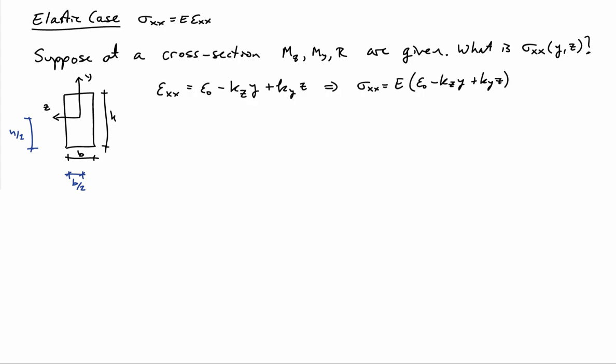Now, the thing that I know is that the bending strains are going to be epsilon naught minus the curvature about the z-axis times y plus the curvature about the y-axis times z. And that's going to tell me what the stresses are. The stresses are going to be linear on the cross-section, but they're linear in a much more complicated fashion than I had before because of the y and z dependency. But I have expressions for those.